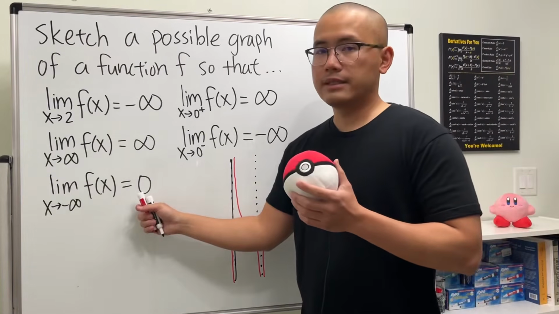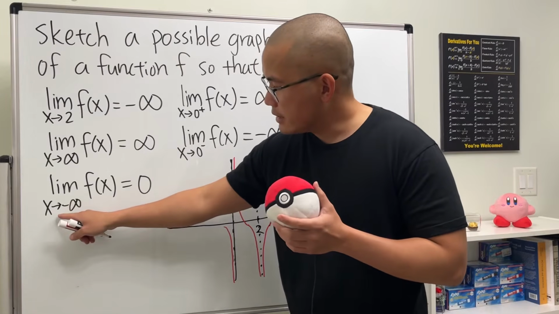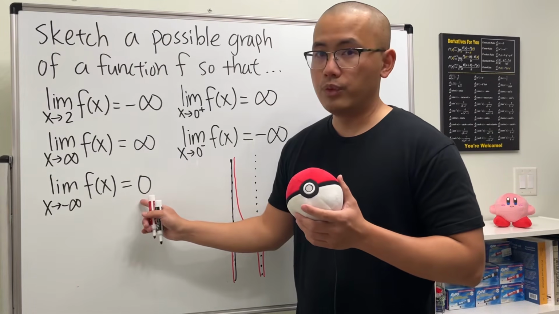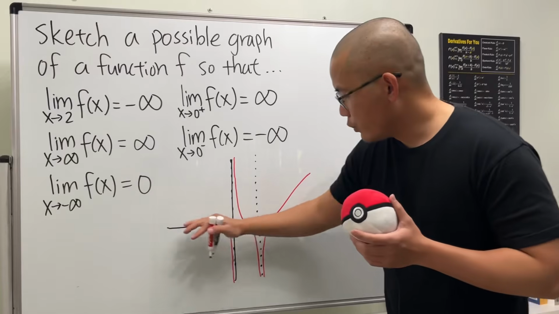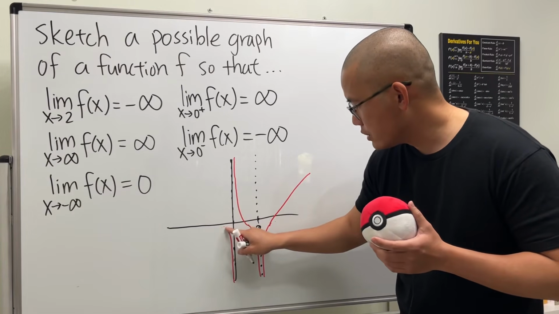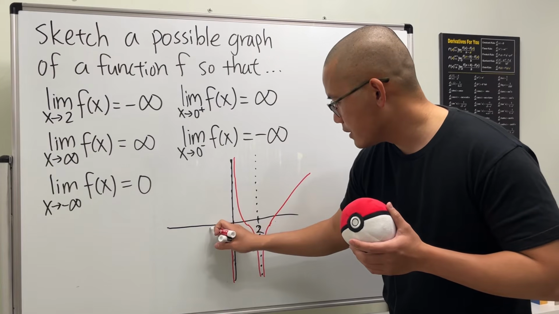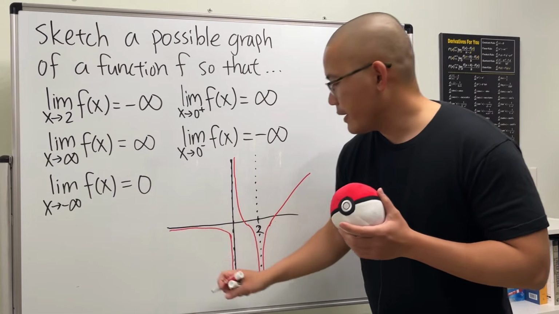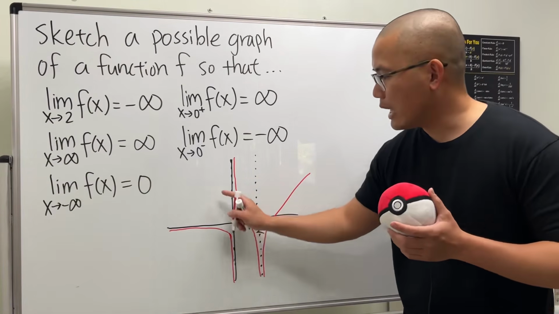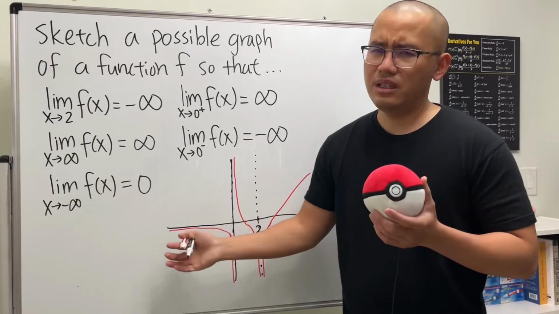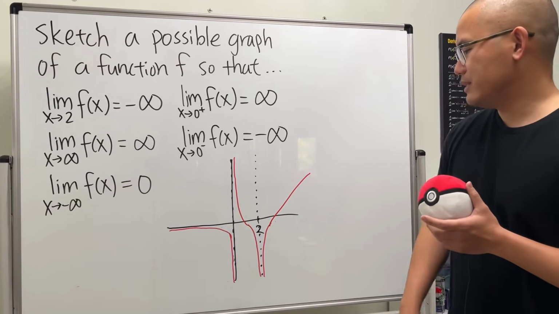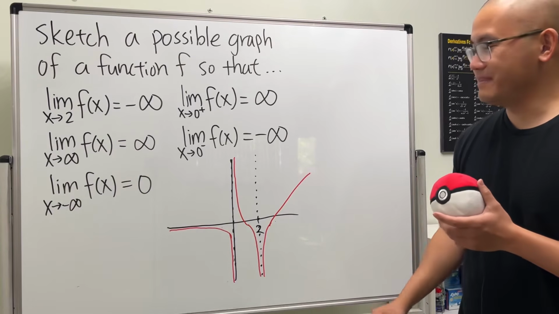Lastly, let's come back here. The limit as x approaching negative infinity, we get 0. So we will have to just approach 0, meaning the x-axis. So it will be like this. And in fact, you can kind of go up and then come back down and approach it. It's okay. But this is pretty good in my opinion. That's it.